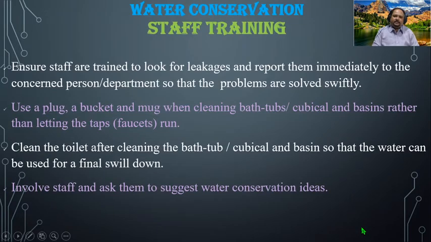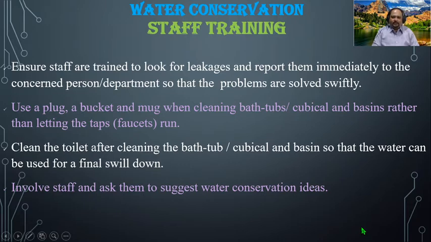Now, let us discuss staff training on water conservation. Ensure staff are trained to look for leakages and report them immediately to the concerned person or department so that the problems are solved swiftly.